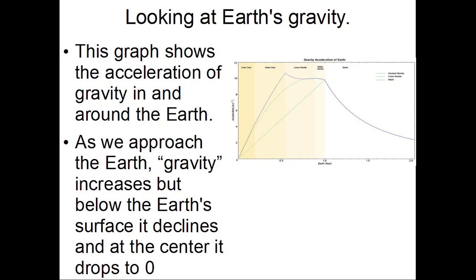This graph shows the acceleration of gravity in and around the Earth. As we approach the Earth from space, the strength of gravity increases, but at the surface, there's a discontinuity, and below the surface, gravity drops. Since the Earth is not homogeneous, the line zigzags, but if the Earth's interior was homogeneous, the line would resemble the dotted line, and I'll refer to the dotted line from now on. At the Earth's center, gravity drops to zero. Stay with me.